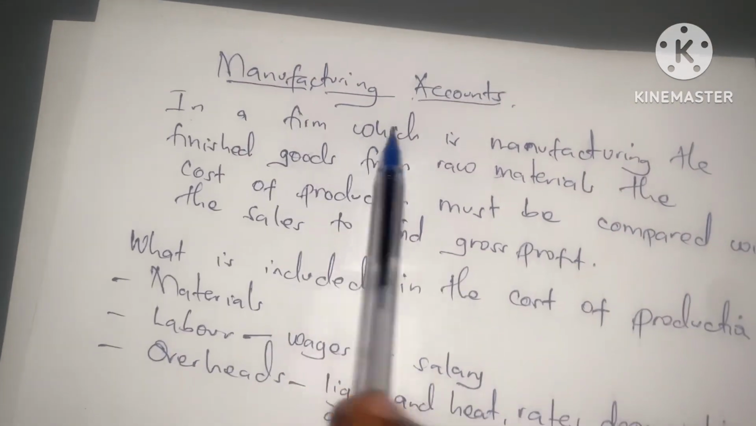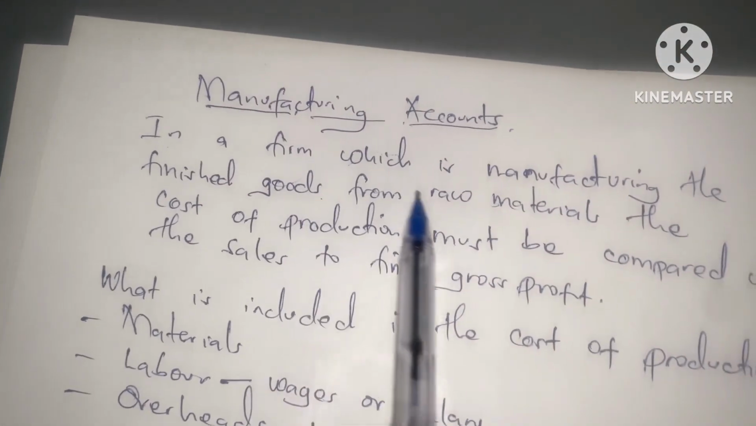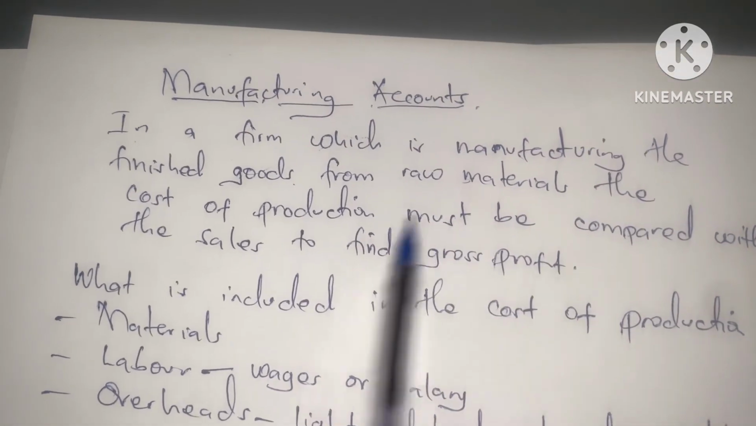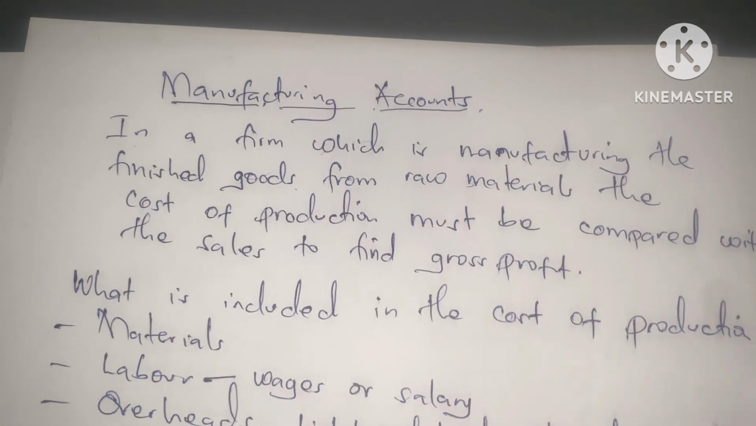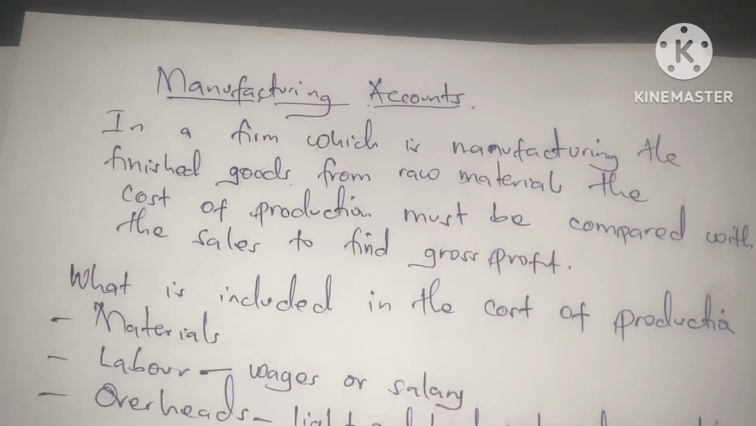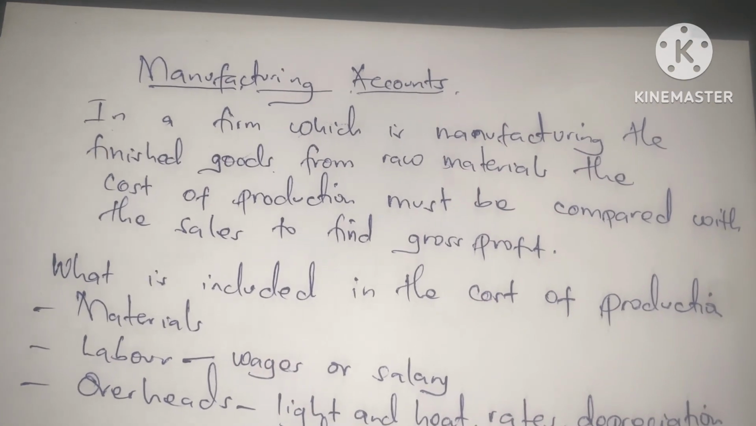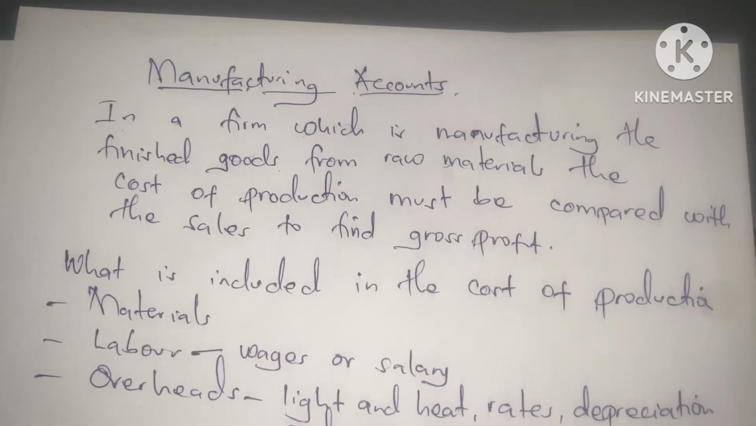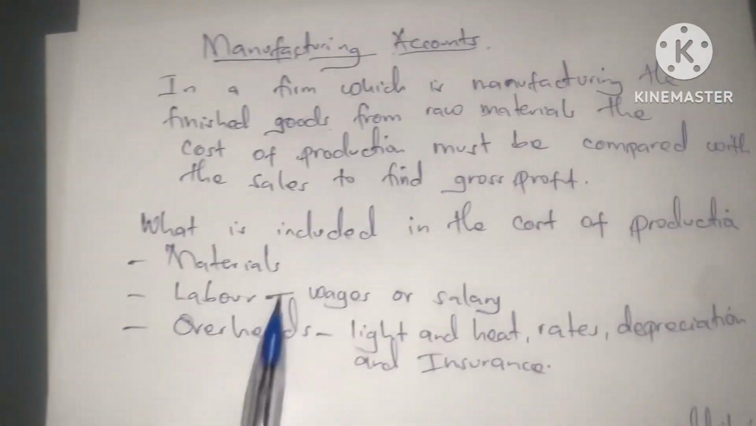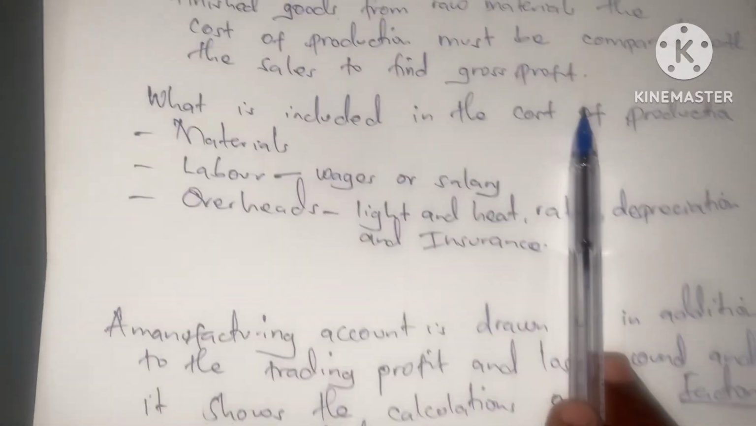So in a firm which is manufacturing the finished goods from raw materials, the cost of production must be compared with the sales to find gross profit. So we prepare the manufacturing account to determine the cost of production. And what is included in the cost of production?